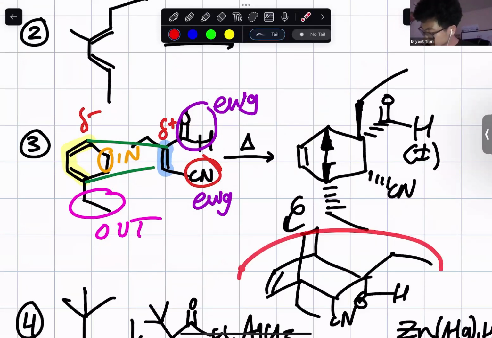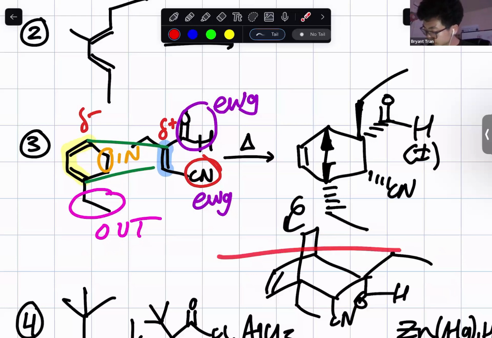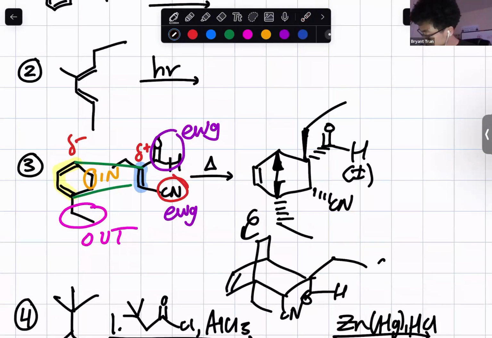Right? And another way that you could visualize this product is this right here. This is just another way that you can see the molecule, where you could easily see the bicyclic ring. Like you can see the two rings there, one ring there, one ring there. Okay, plus minus.